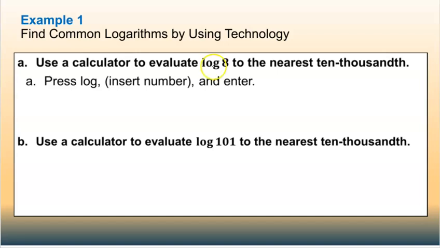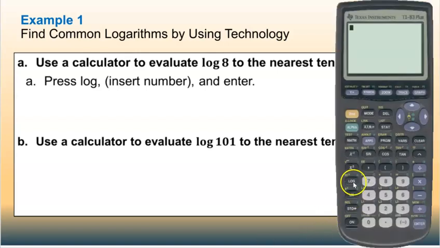Now you'll notice when it says log of 8, they don't put the base in there, because common logs don't write base 10. But just know that if you don't see the base there for a logarithm, it means base 10. So on our calculator, we're going to type in log 8. The 10,000th place means 4 decimal places, so that'll be 0.9031.